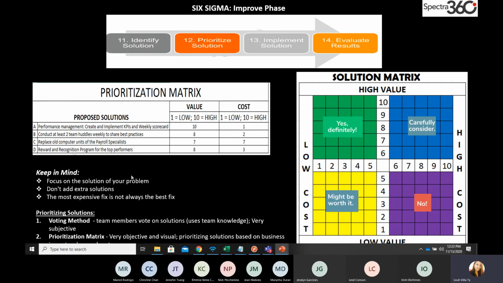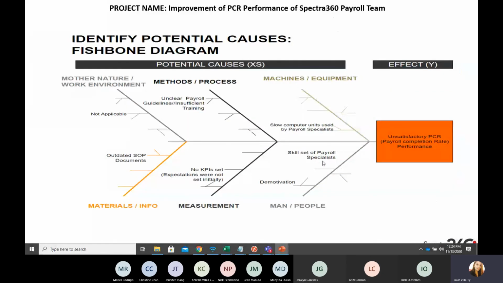And then after listing your proposed solutions, my proposed solutions are performance management, or creating KPIs and a weekly scorecard. Let me just review that. The scorecards that I will create will address the measurement, right? It will address measurement and probably also the demotivation aspect because employees will be empowered if they have scorecards.